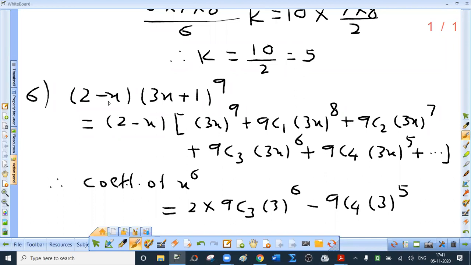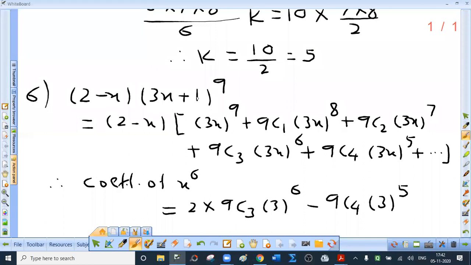Actually, if we expand this, we get 2 into this. So in the expansion of this, we have to consider a term in x^6 so that its coefficient can be obtained. Then minus x into this. So in the expansion, we have to consider a term in x^5. Why? Because we have to multiply it by x so that it becomes a term in x^6. Right? So I have omitted one or two steps.